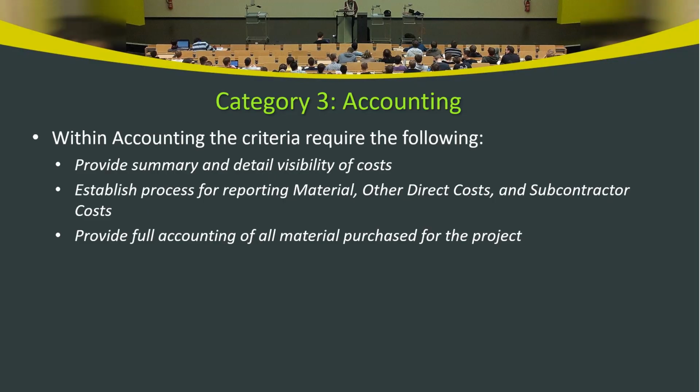Second is about establishing process for reporting material, other direct costs and subcontractor costs. This means setting up a systematic method for tracking and reporting expenses related to materials, direct costs, and contractor fees, ensuring accuracy and consistency in financial reporting.